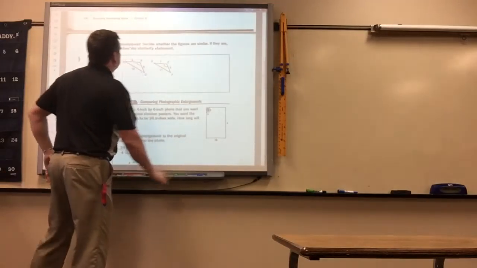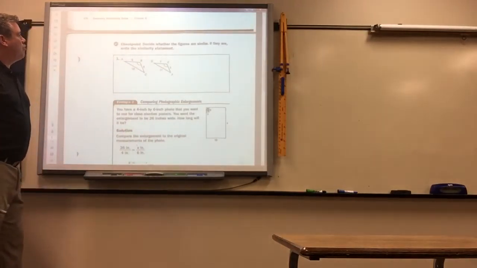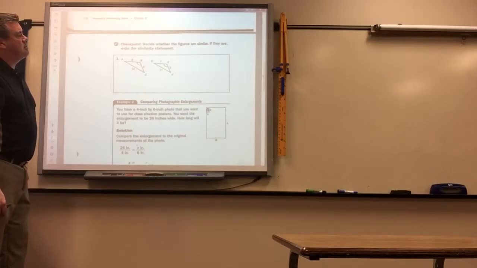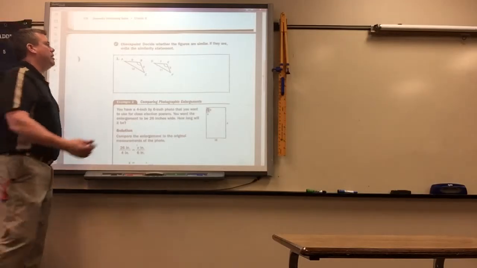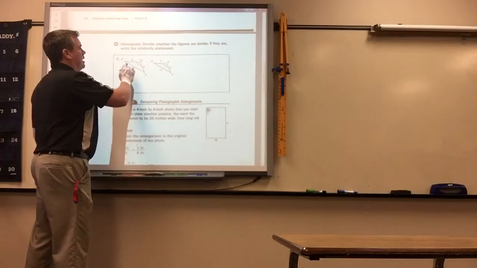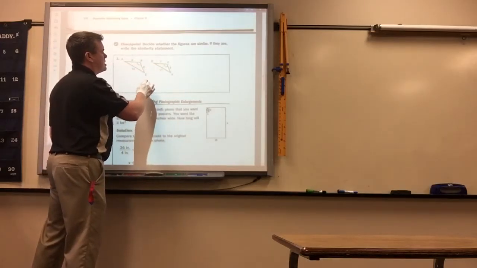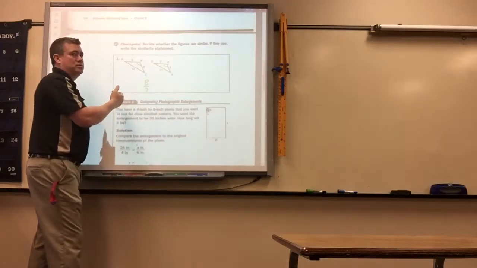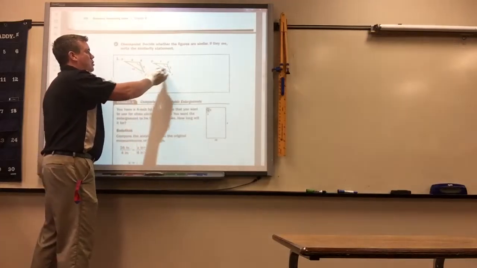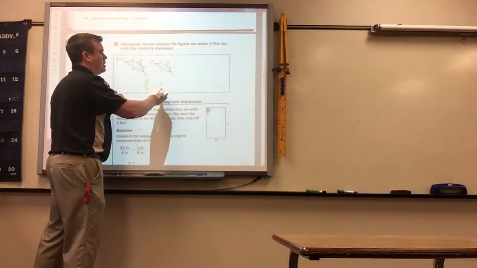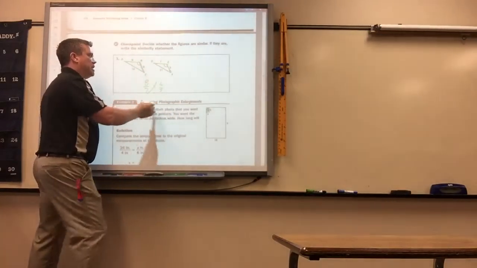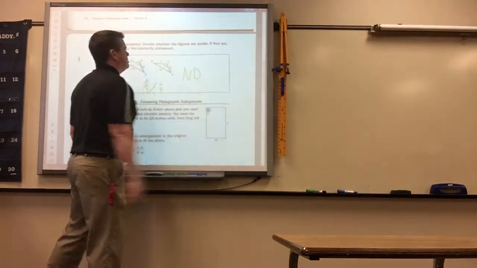So here we got the triangles. We're not sure about the angles, so right away I'd say no. And then if you check the sides, 8 corresponds to 7. That won't reduce, right? 6 corresponds to 5. That won't reduce. Are they equal? No. So you just put no.